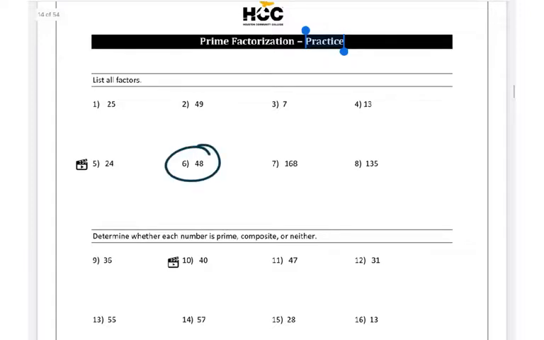Okay. So what are the factorizations of 48? Let me need a little more space. So what does 48 break down to? Well, again, we're going to start with 1. So that would be 1 times 48. Then we go to 2 times 24. Then we go to 3 times 16. By the way, for whatever reason, HCC really likes 3 times 16. So if you are doing this course through HCC, I would memorize 3 times 16. I see it all the time for whatever reason. Then we go to 4, which is 4 times 12.